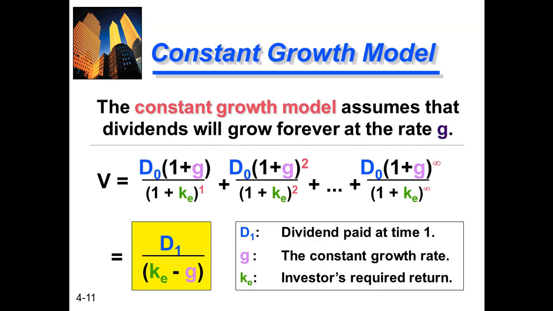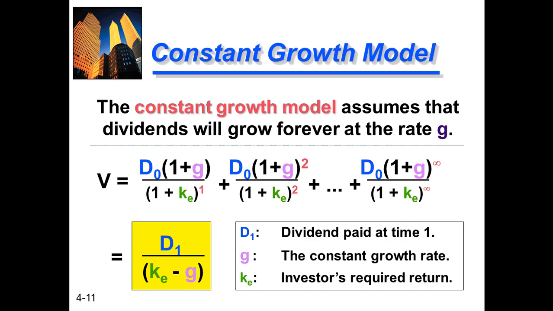Let me start with the very first, the constant growth model. The constant growth model assumes that dividends will grow forever at the rate of g. So the same formula as the general or basic model: V is equal to D0 multiplied by (1 plus g) divided by (1 plus Ke). D0 means that at time 0, the present time, you are getting the dividend without growth, but in year 1 you are getting D0 times (1 plus g).